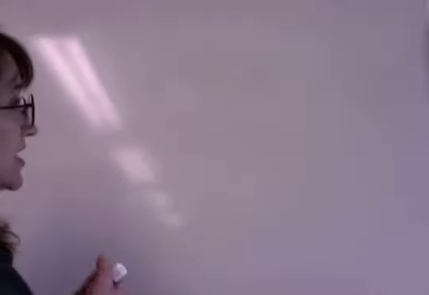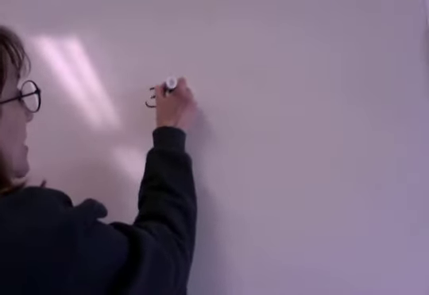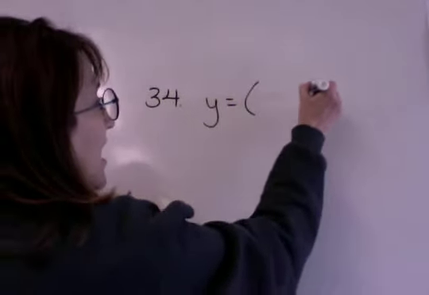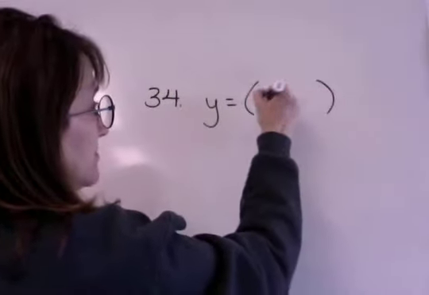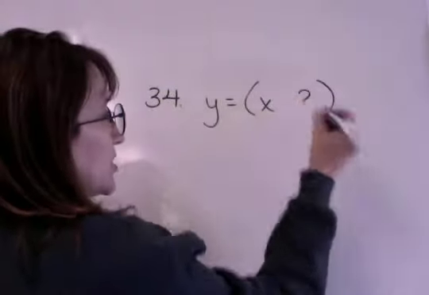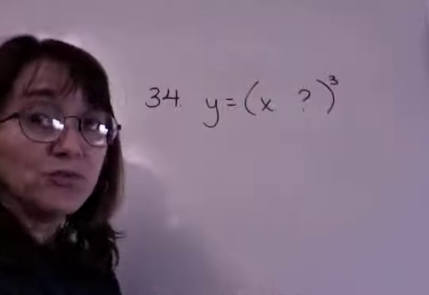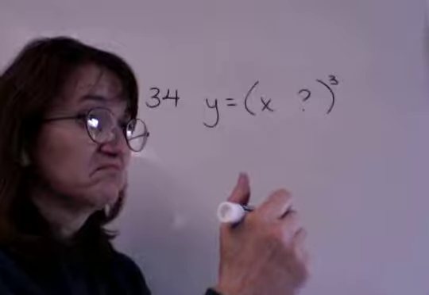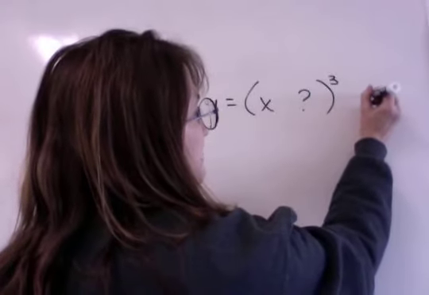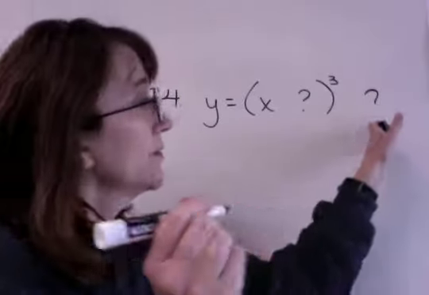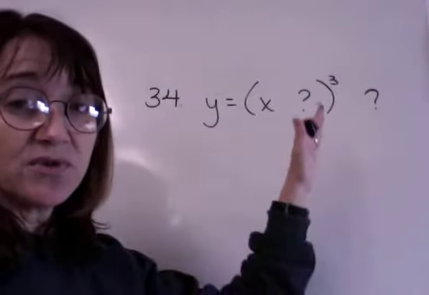So let's start writing out what it would look like. This is 34, and we're going to try to figure out what it is. So it's going to be y equals, and since I know something shifted to the right and left, something has to be right here. That's what I'm looking for. It's cubed. I know that because it's a weird S shape. Right now we don't know if it's plus or minus either.